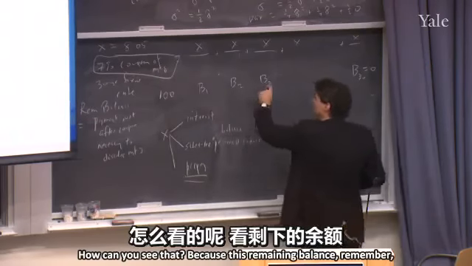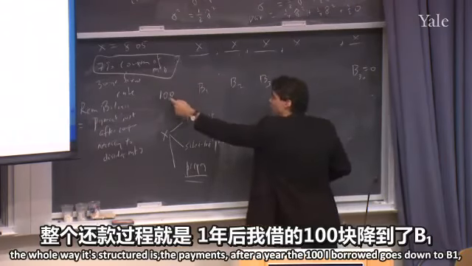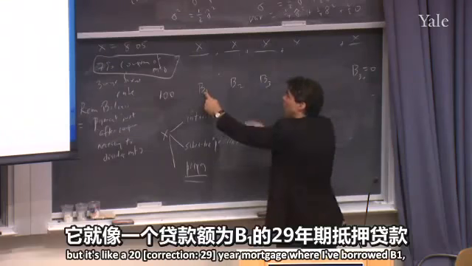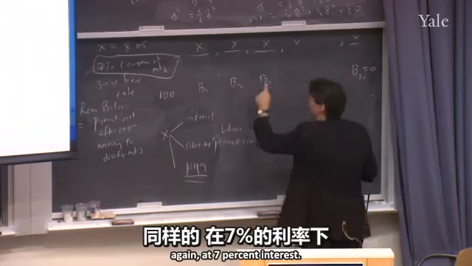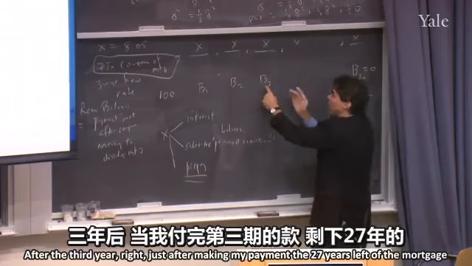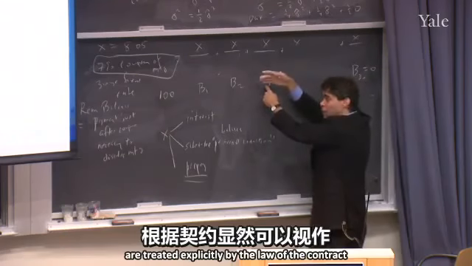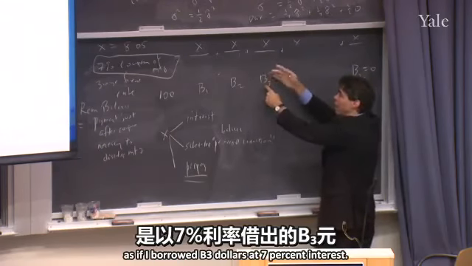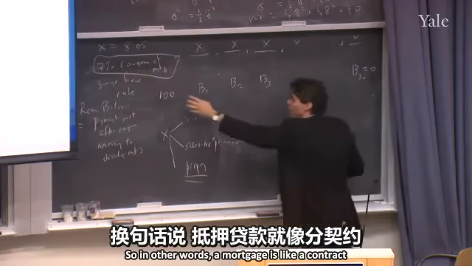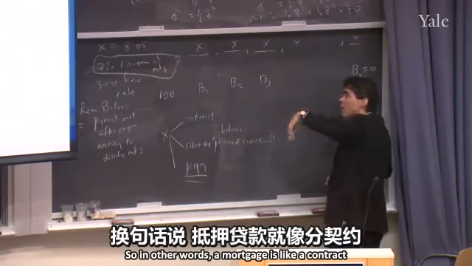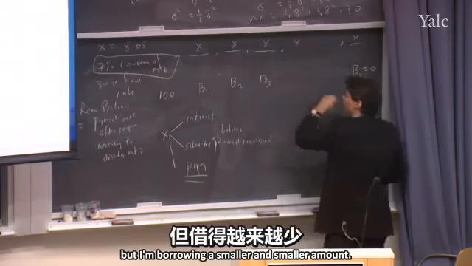Because of the remaining balance. Remember the whole way it's structured: after a year, the 100 I borrowed goes down to B1. But it's like a 20-year mortgage where I've borrowed B1. Again, it's 7% interest. After the third year, just after making my payment, the 27 years left of the mortgage are treated explicitly by the law of the contract as if I borrowed B3 at 7% interest. So in other words, a mortgage is like a contract where every year I get to re-borrow at 7%, but I'm borrowing a smaller and smaller amount.